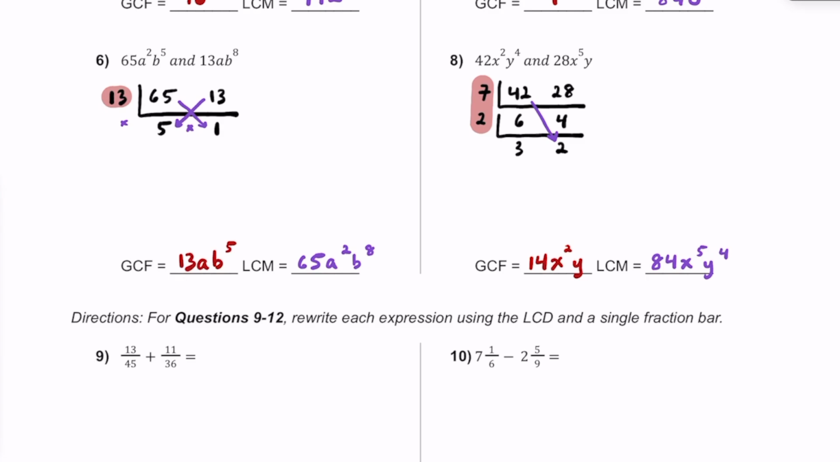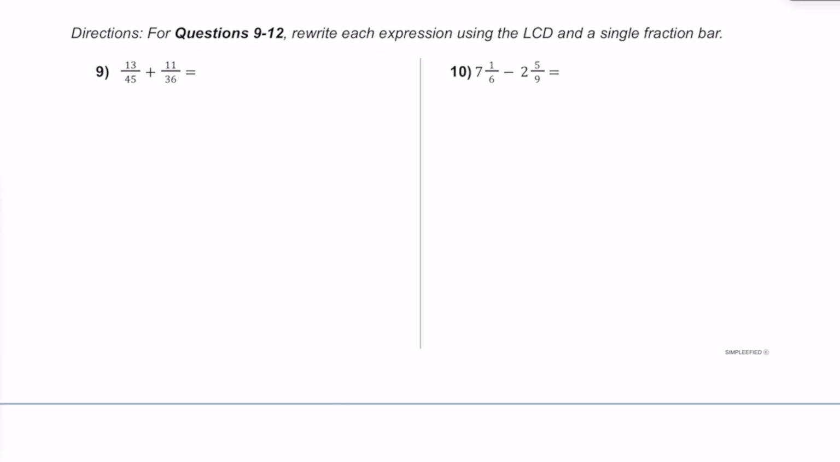All right. For 9 through 12, we're going to go ahead and see if we can rewrite each of these expressions using the least common denominator, or the LCM of the denominators, and using a single fraction bar here. All right, so let's see, we're going to add these two fractions, but notice they don't have the same denominator, so let's go ahead and take care of that. So let's see the first time that these two numbers meet, so we can use that least common denominator. So 45 and 36 looks like 9 is a common factor, so that's going to be 5 and 4 here.